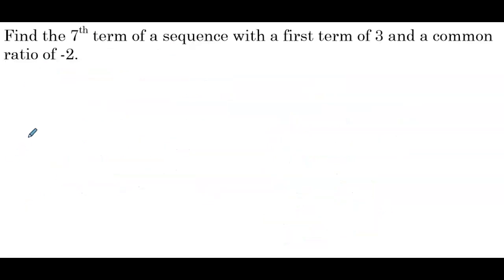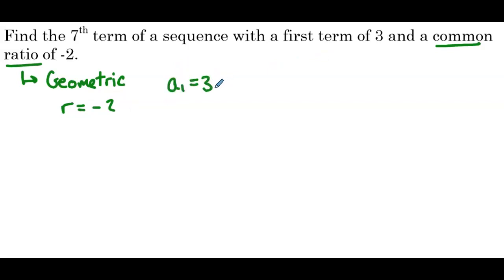Next, find the seventh term of a sequence with a first term of 3 and a common ratio of -2. So again, they don't tell us whether we have an arithmetic or geometric sequence, but by telling us there's a common ratio, that should be enough for us to realize that we're dealing with a geometric sequence here. Common ratio of -2, so r equals -2. And the first term is 3, so a sub 1 equals 3.